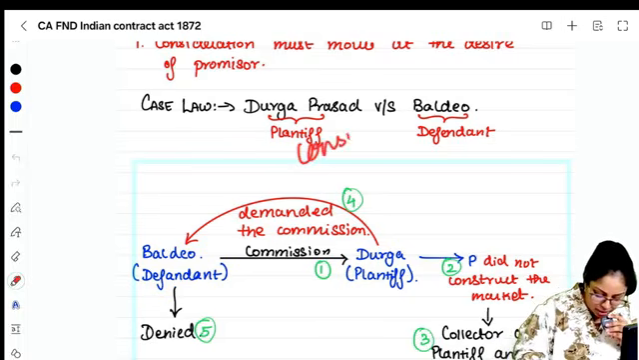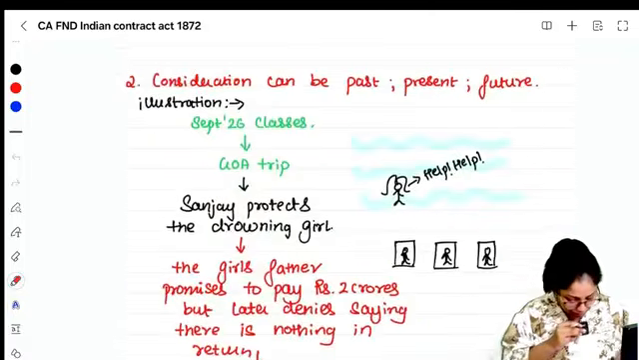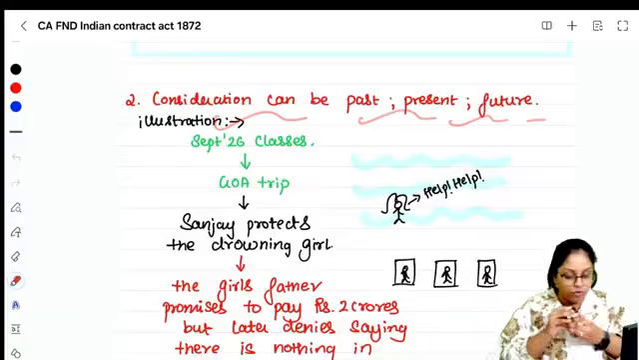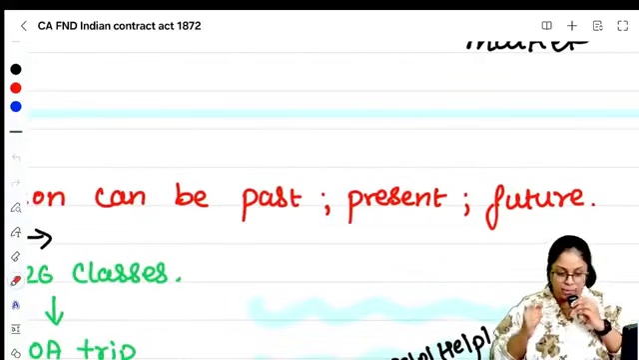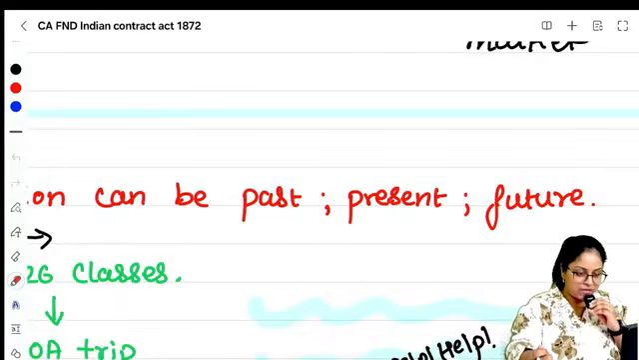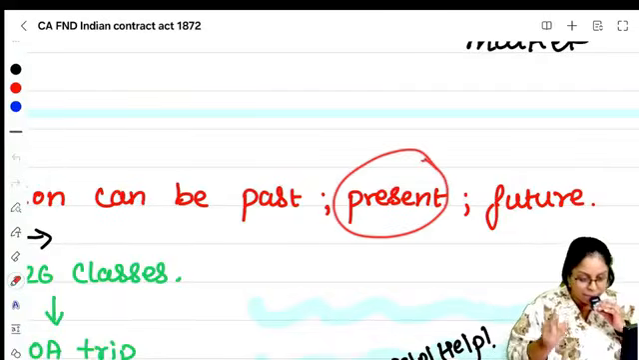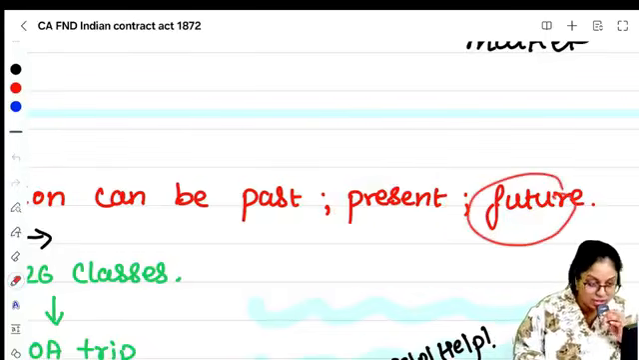Are you able to understand this case law? Durga Prasad versus Baldio. Is Durga Prasad versus Baldio clear, people? Next is consideration can be past, present or future. Present consideration உனக்கு தெரியும், நீ ஒரு கடைக்கு போய் ஒரு சிப்ஸ் பாக்கெட் வாங்குற, அதுக்கு நீ இமிடியேட்டா காசு பே பண்ற, that is present consideration. சிப்ஸ் பாக்கெட்டோ இல்ல எதையோ வாங்கிட்டு ஃபியூச்சர்ல பே பண்றேன்னு சொல்ற, that is future consideration.